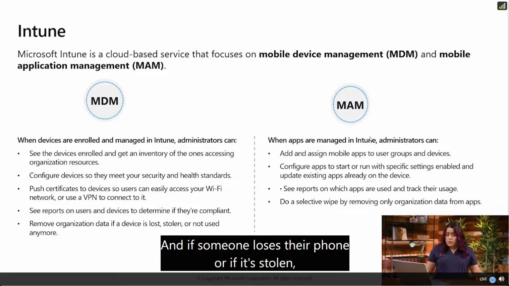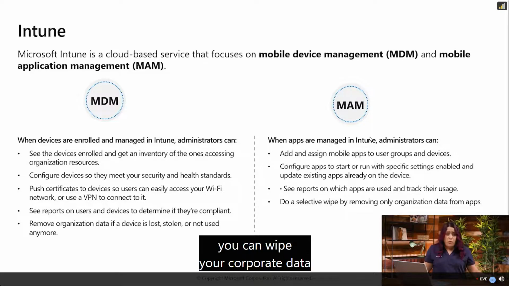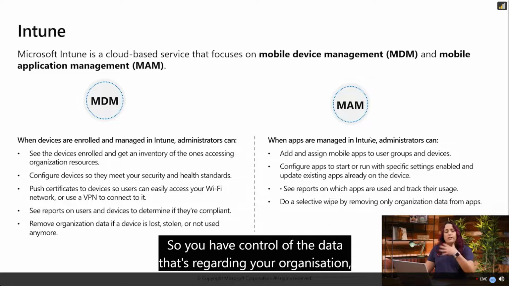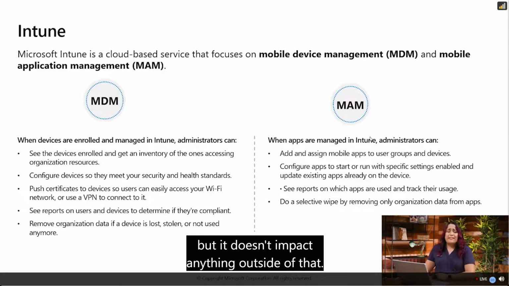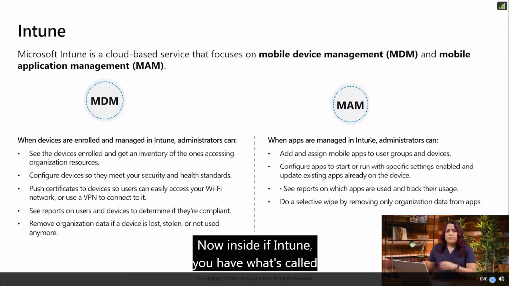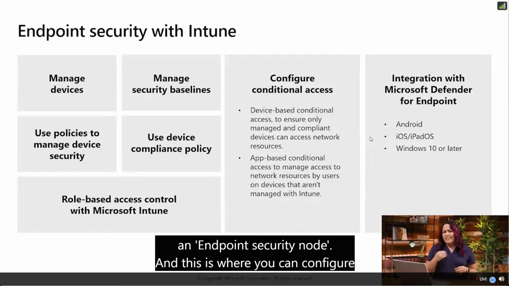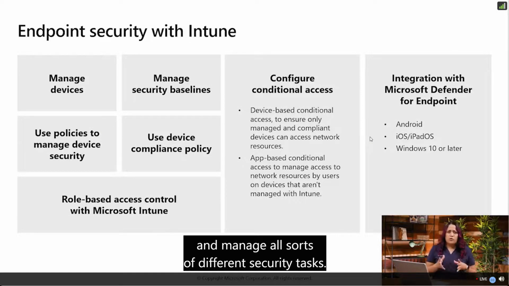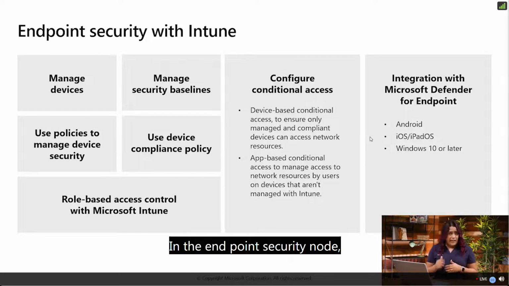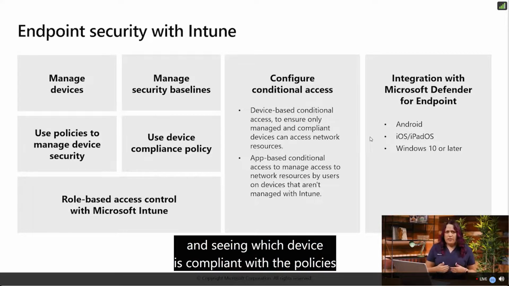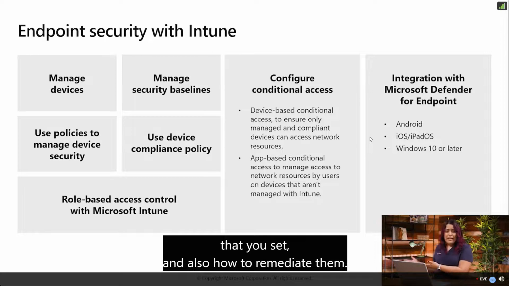And if someone loses their phone or if it's stolen, you can wipe your corporate data without impacting your user's device. So you have control of the data that's regarding your organization, but it doesn't impact anything outside of that. Now, inside of Intune, you have what's called an endpoint security node. And this is where you can configure and manage all sorts of different security tasks. In the endpoint security node, you have the capability of looking at all your different devices and seeing which device is compliant with the policies that you set, and also how to remediate them.